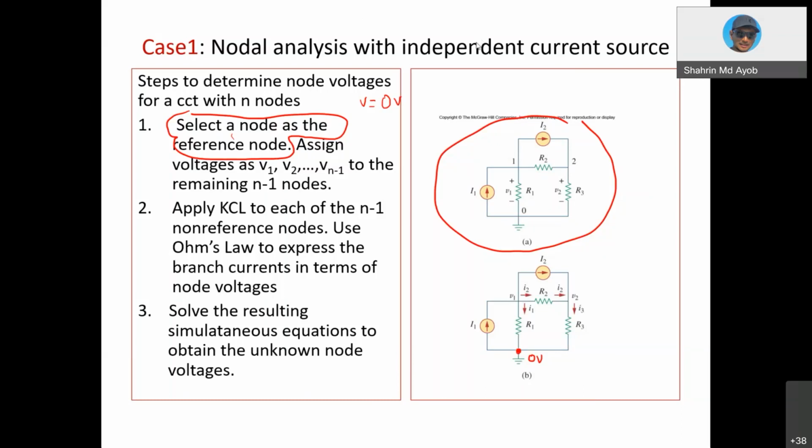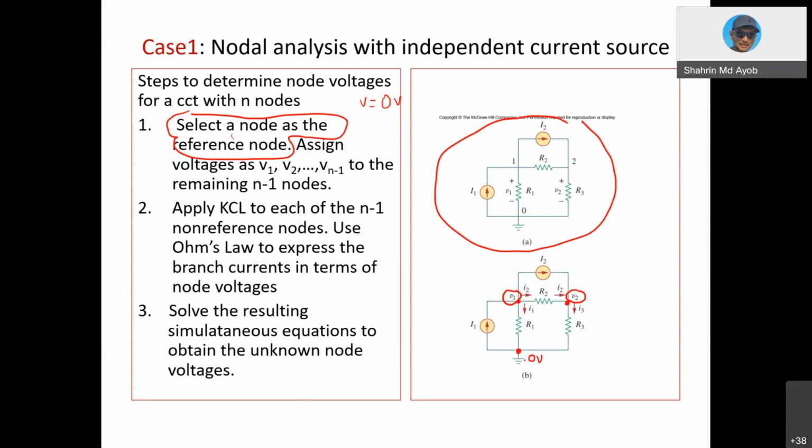Okay, so we go back to our slide here. So your reference node is 0 voltage here, and then select another node as your variable voltage node. For example, this one you can see we have only 2 nodes available, this one and V2. So we define this one as V1 and this node as V2. Okay, so that is the first step. Select the reference node and then define the node voltage.